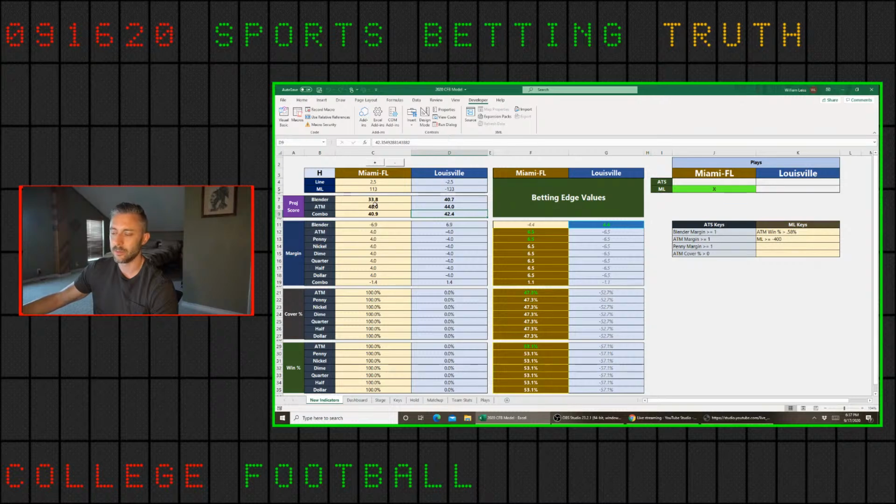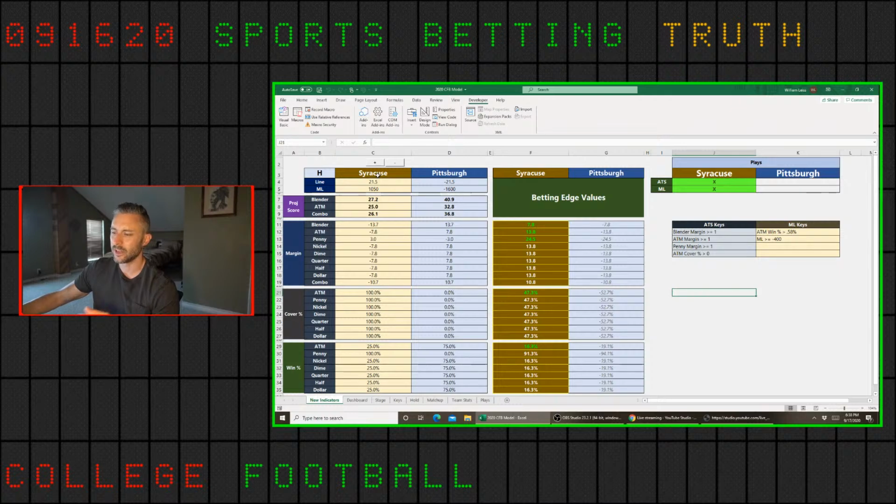Miami and Louisville. This is the ABC game of the week at night. Blender says Louisville by about a touchdown, but the ATM actually has Miami up by 4. So when you calculate those two things, the combo is actually right in line with the spread, but the ATM actually likes Miami here. So we're going to play Miami plus 113 on the money line.